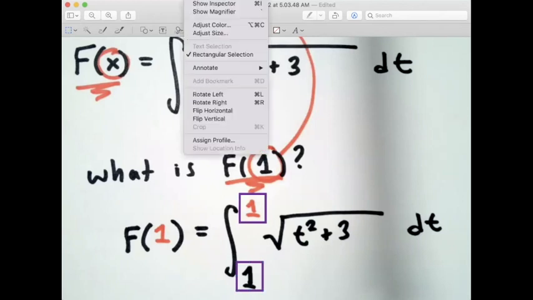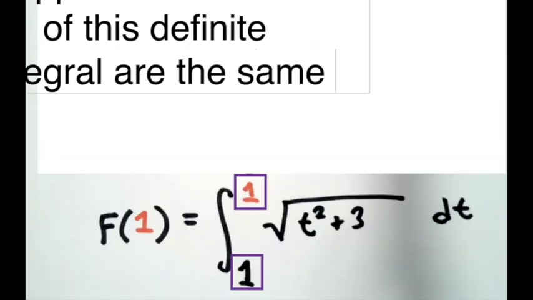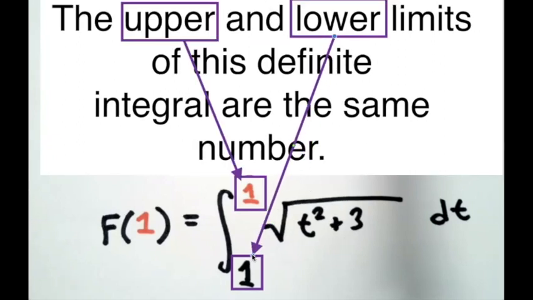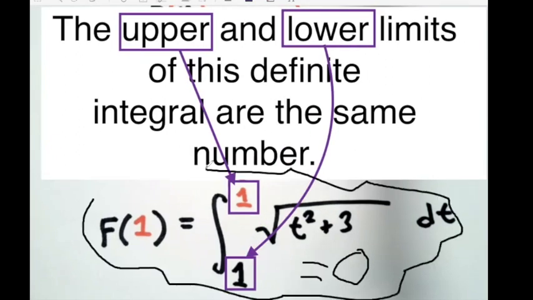Notice here that the top and bottom number of this definite integral are the same number. Whenever this happens, the value of the definite integral is 0. That's just a fact you need to know.